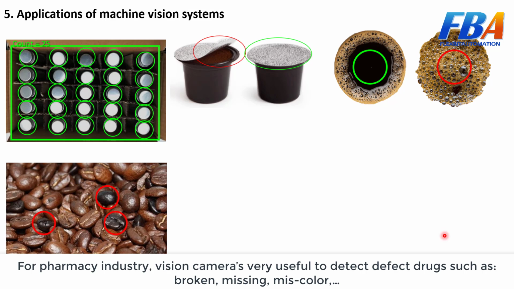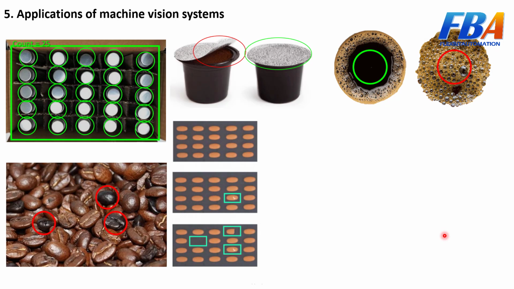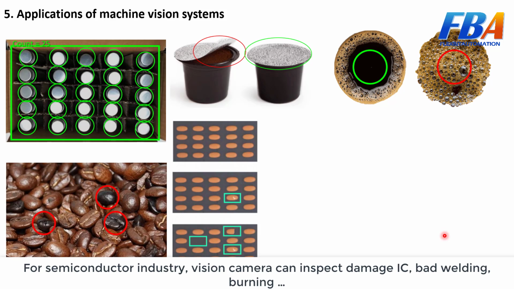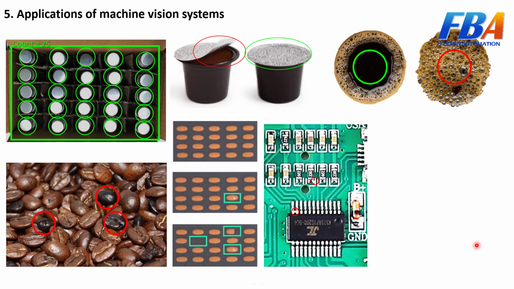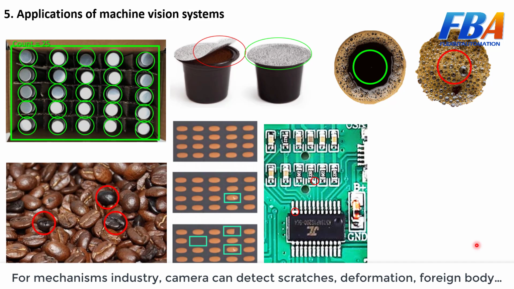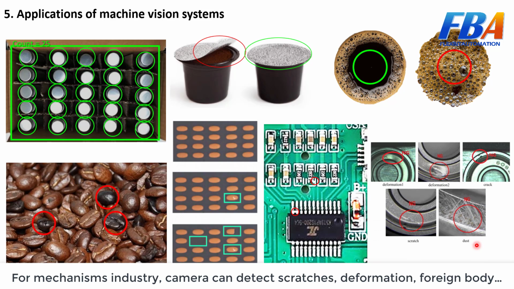For pharmacy industries, vision cameras can detect defects in drug capsules, such as broken, missing, or mixed color. For semiconductor industries, vision cameras can inspect damaged ICs, bad welding, and burning on the board, on the PCBA and PCB. For the mechanical industry, cameras can detect scratches and deformation of components.